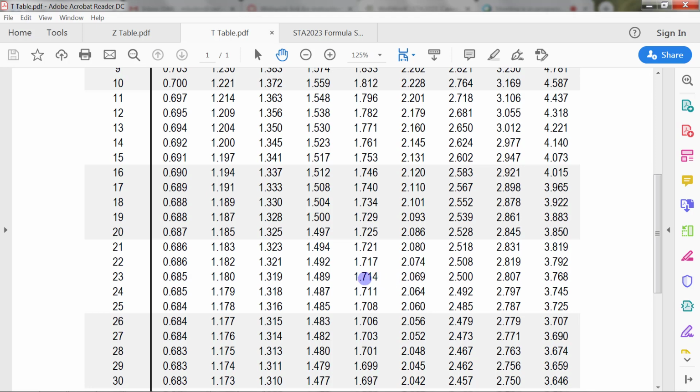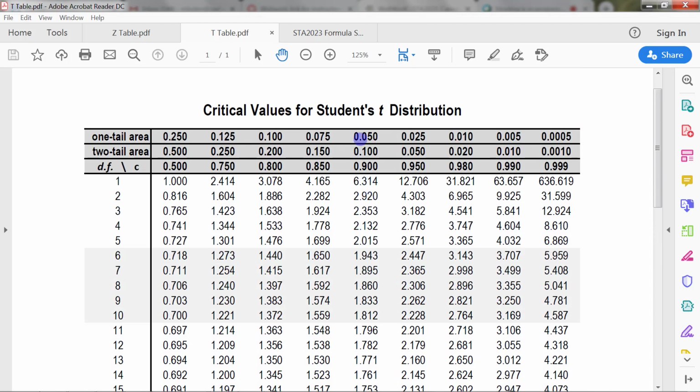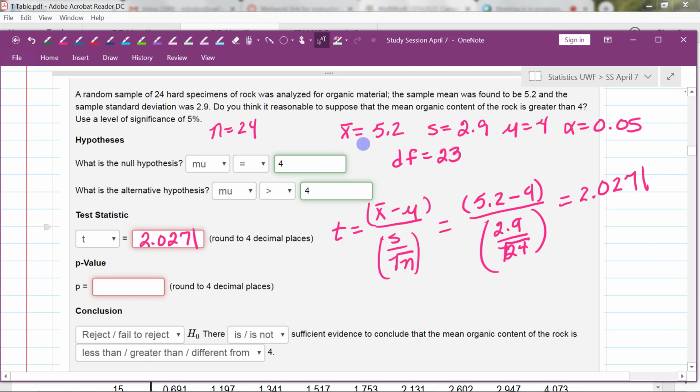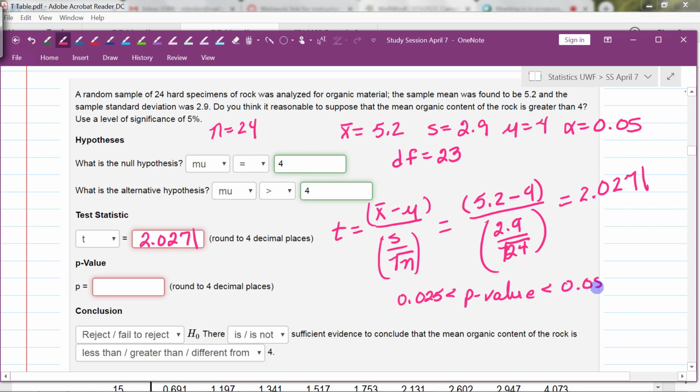So our p-value is going to be bound between the top two numbers here, so 0.025 and 0.05. That's all you're going to be able to say on the test. So that's how we're going to write down our p-value on the test: 0.025 is less than our p-value, which is less than 0.05. That's all you're going to be able to say on your test.